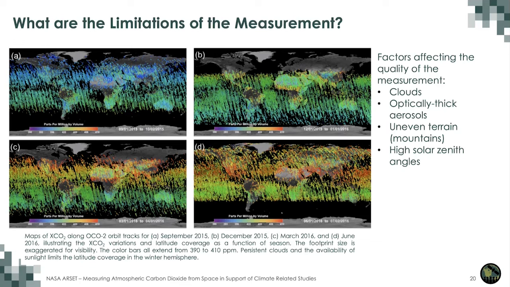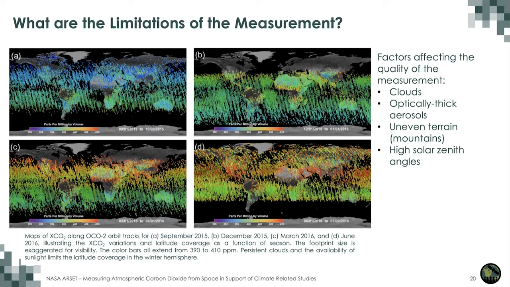In summary, OCO2 and OCO3 make measurements of XCO2, which is the column average volume mixing ratio of carbon dioxide in the atmosphere. It provides a measure of the average amount of gas in a vertical column above a given location. And OCO2 and OCO3 XCO2 measurements are comparable. There are long-term stable XCO2 records that can be used to address carbon cycle science: 10 years of OCO2 data and 5 years of OCO3 data. The OCO2 and OCO3 measurements provide complementary coverage and sampling.